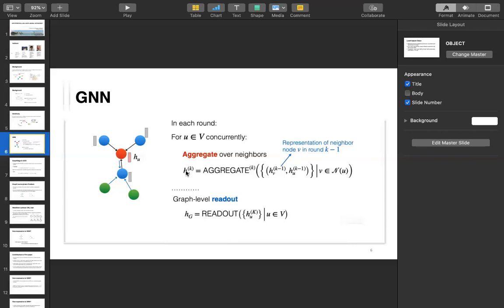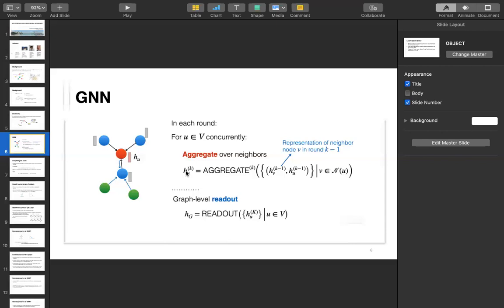So this is more like a recursive definition. If we want to know the nodes at layer k minus 1, we still need to aggregate its neighbors again. Right. So this aggregation function is a network, or is it hard coded?